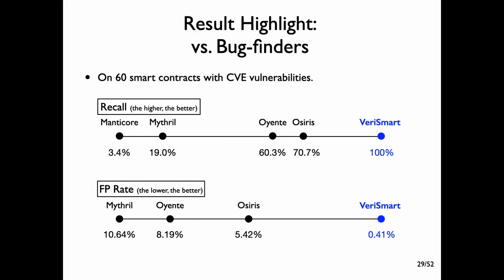Now I highlight the experimental result. In the experiment with 4 bug finders on 60 smart contracts with CVE vulnerabilities, VeriSmart detected all known CVE vulnerabilities with a very low false positive rate. By contrast, existing verifiers missed lots of known critical vulnerabilities with a higher false positive rate.